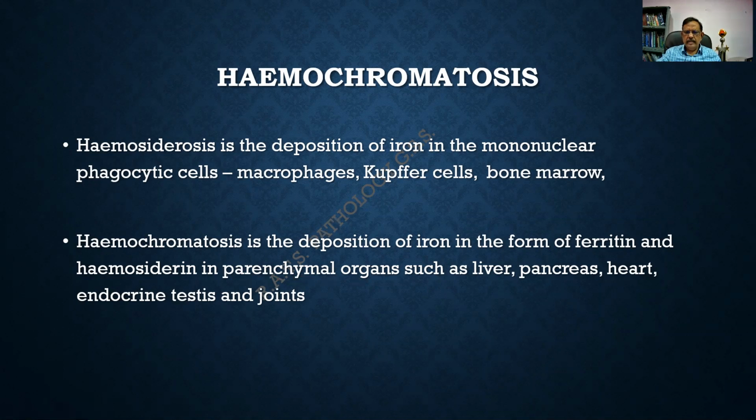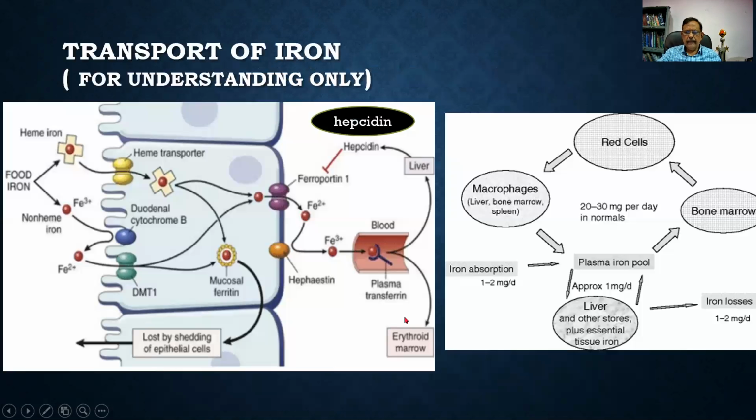Parenchymal organs means organs such as liver, pancreas, heart, endocrine, testis. These are the parenchymal organs. Joints also can be involved. So there are two terms, hemosiderosis and hemochromatosis. Please be clear with them. This is just a recapitulation.